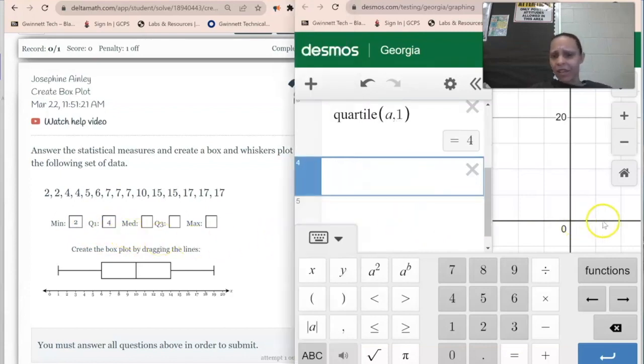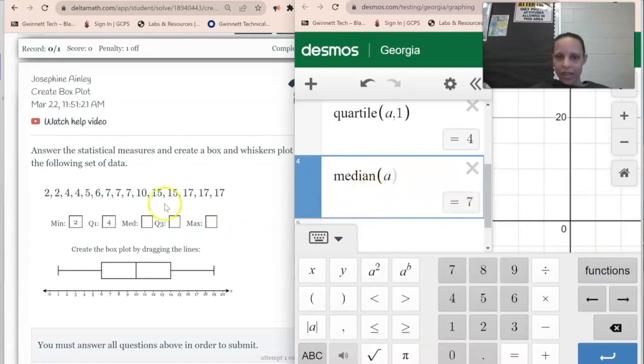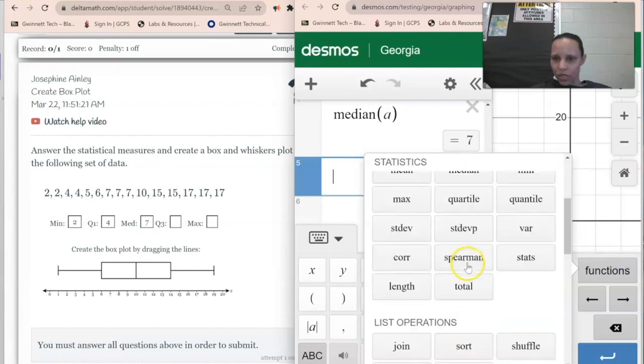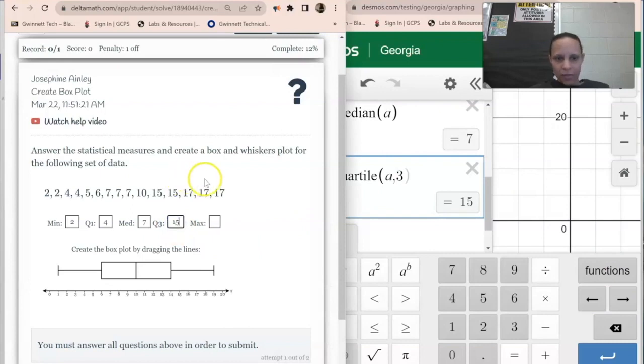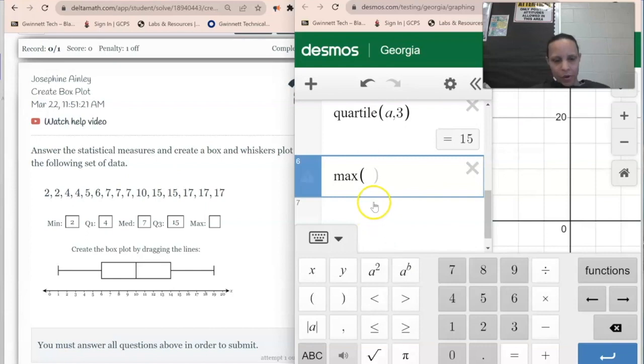All right. Median, you can say quartile again, or you can say median. It doesn't matter. So if you are saying quartile, it'll be quartile 2. All right. So median of data set A is 7. Quartile 3. So quartile 3, A, comma 3, 15. And the maximum is 17, but I'm just going to use a calculator anyway. Maximum of A is 17.